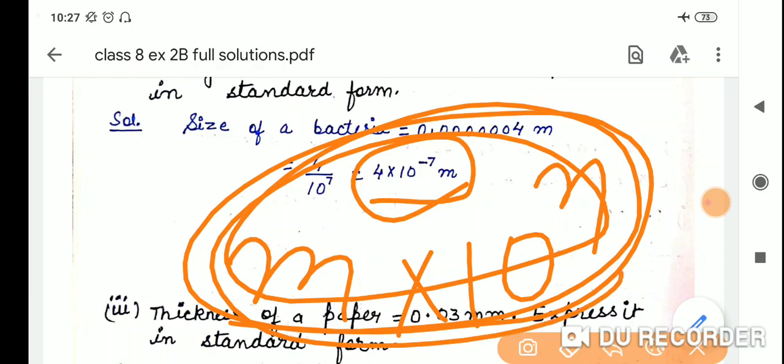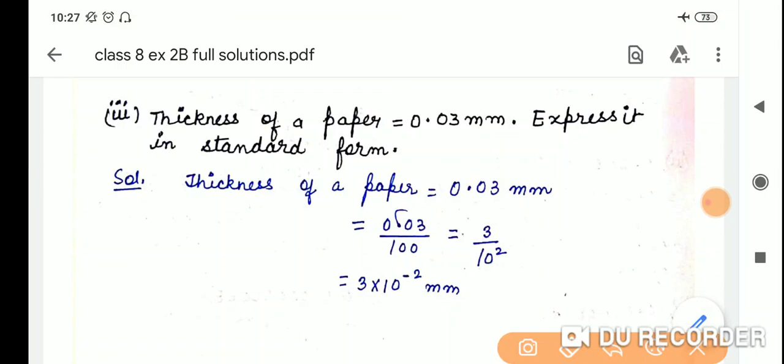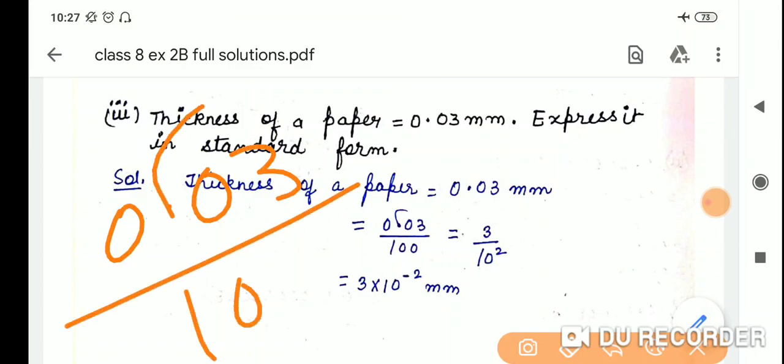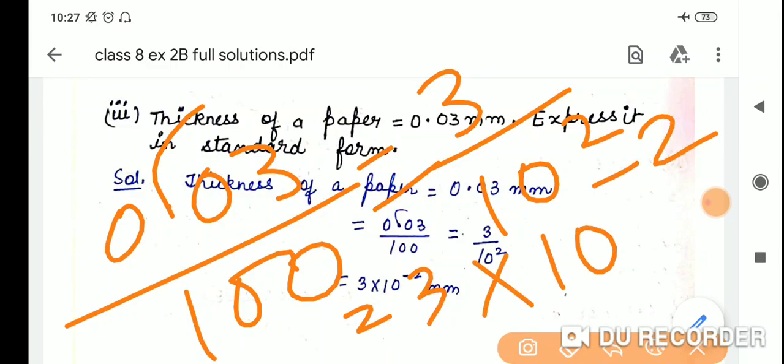Now the third part is thickness of a paper is equal to 0.03 millimeter. Express it in standard form. Very easy. 0.03, 2 decimal points, so 100 will be here, equal to 3 by 10 raised to the power 2, equal to 3 multiply 10 raised to the power minus 2. See how easy.